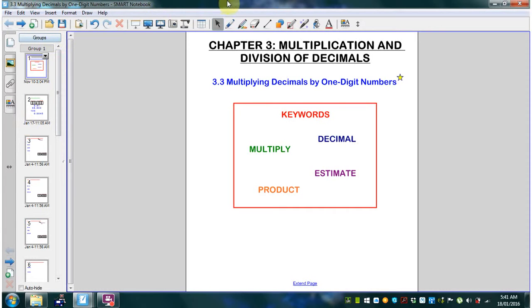Okay guys, today we'll be continuing on with Chapter 3, Multiplication and Division of Decimals. We'll be doing Section 3.3 today, Multiplying Decimals by One-Digit Numbers. So write down your title, and then we'll get started.